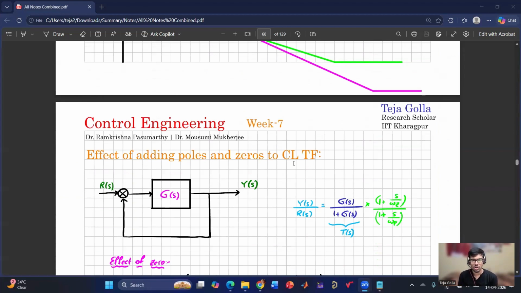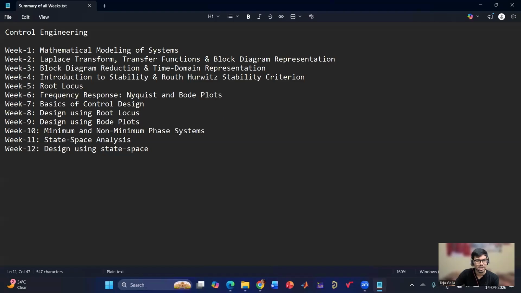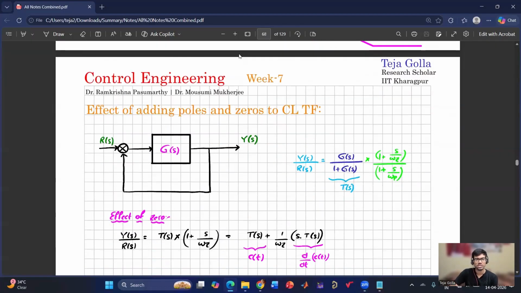And yeah, that's all about week 6. If you have any questions, you can ask. Else, I'll discuss week 7, and week 7 is basics of control design. So any questions till now? No, sir. Okay, okay. So in week 7, we have discussed basics of control design, but we have first... sorry, were you saying something?